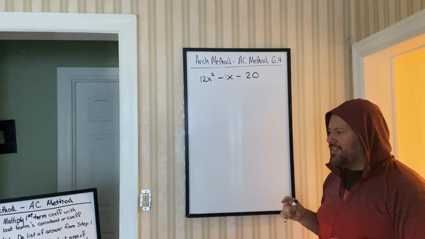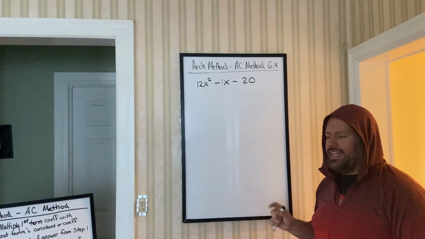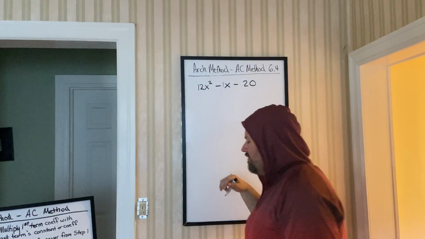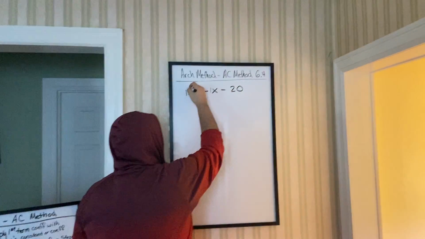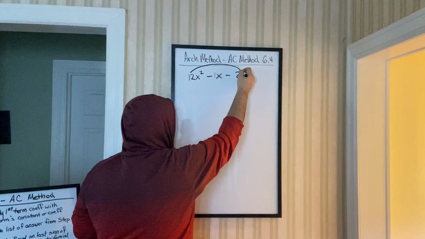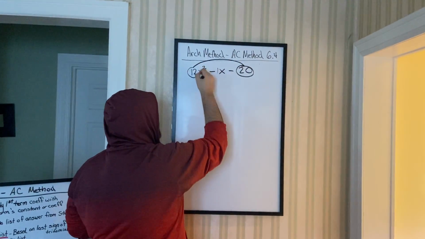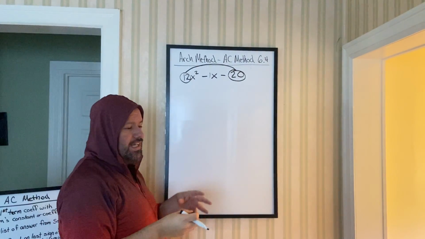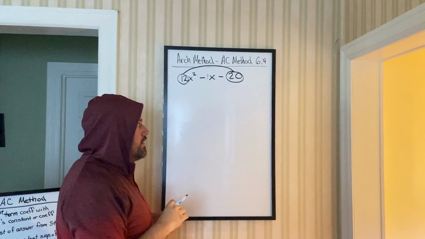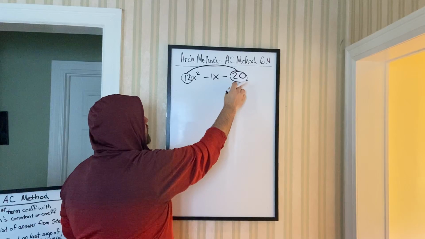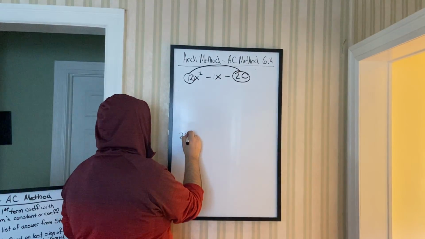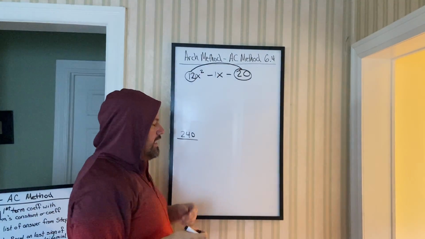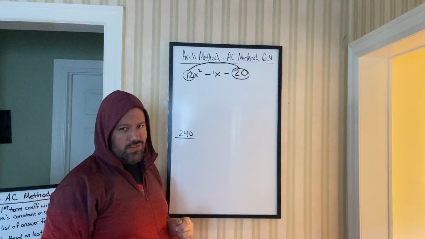So how to do the arch? Remember, we're going to multiply the first term, the coefficient, with the last term. And this last term happens to be a constant. So when we do that arch, this is why I call it the arch method, because you're going to multiply this with this. We're going to get a pretty large number. That's okay, because remember, you're allowed to have a calculator. So 12 times 20, big number, 240.